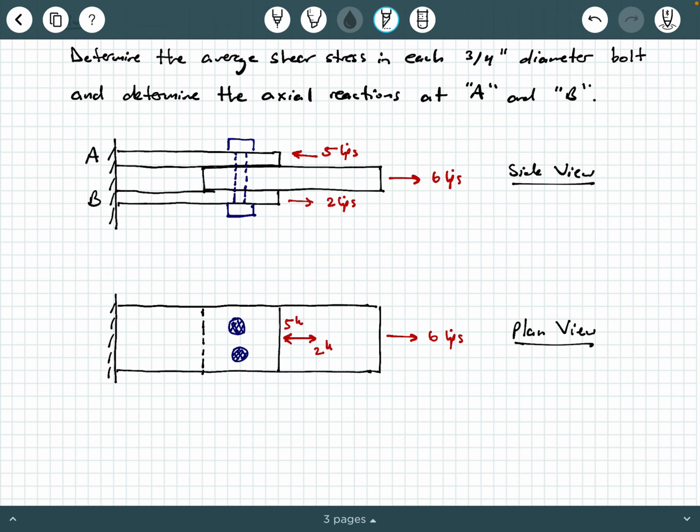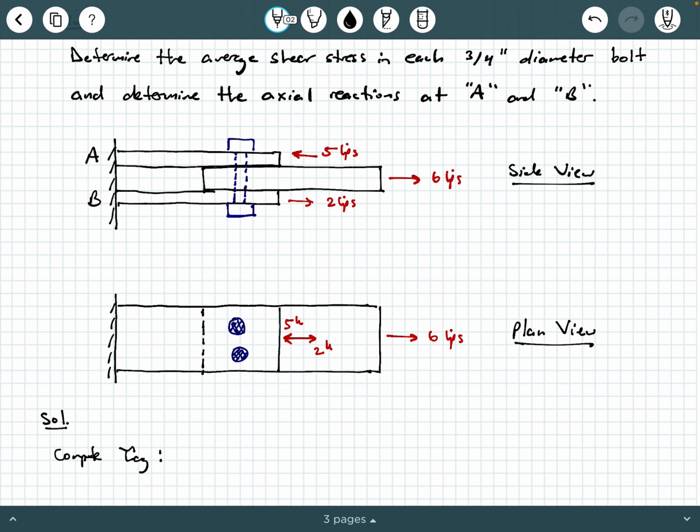All right, so how do we tackle this? Well, the first thing we need to ask ourselves is, what are we being asked to solve for? We're being asked for average shear stress in each bolt and the axial reactions at A and B. So we have to calculate a few things here. Let's first start with average shear stress. I'm going to write solution here, and I'm going to say compute tau average. So we're going to start with the average shear stress, and then we'll get to the axial reactions later.